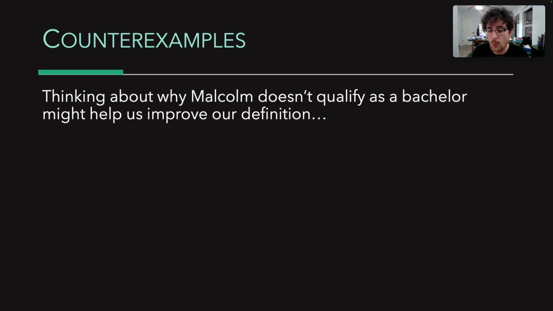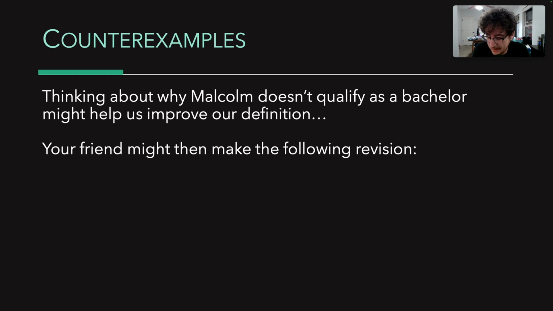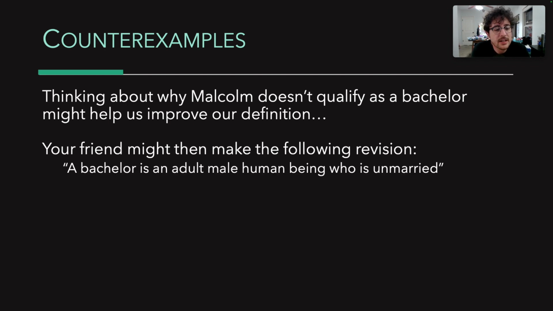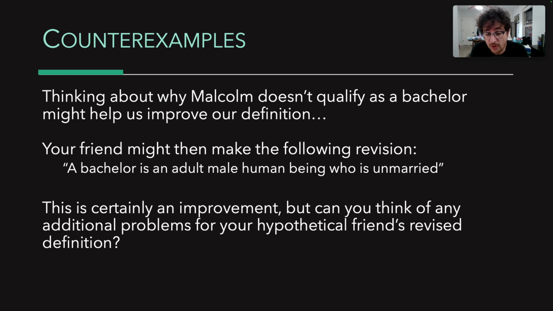Now, when you think about why Malcolm doesn't qualify as a bachelor, that might help us figure out how to improve our definition. And so your friend might then try to make a revision and say, okay, I just need to add some more conditions to make them actually sufficient for being a bachelor. And so maybe a bachelor is an adult male human being who is unmarried. Now, this is certainly an improvement, and so we've gotten a little bit more clear about the concept of a bachelor, but I want you to think, could you think of any additional problems?